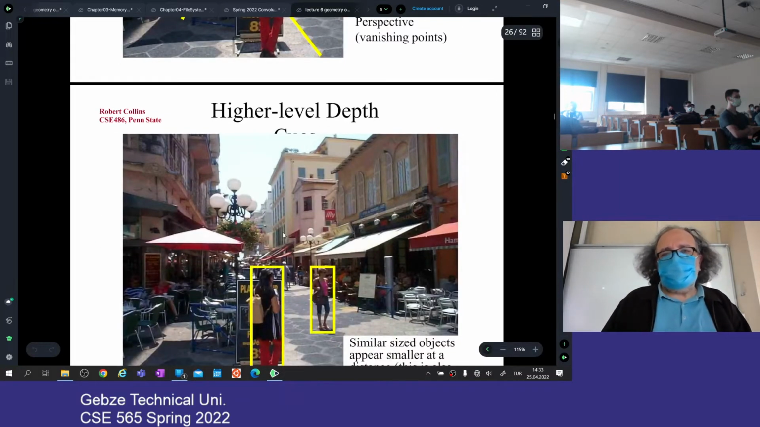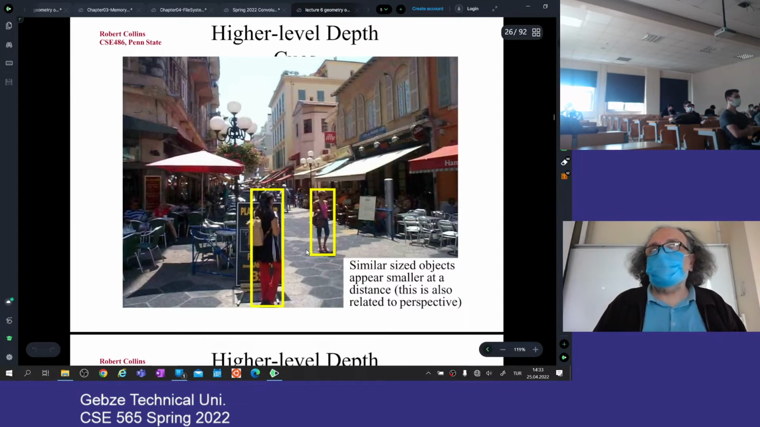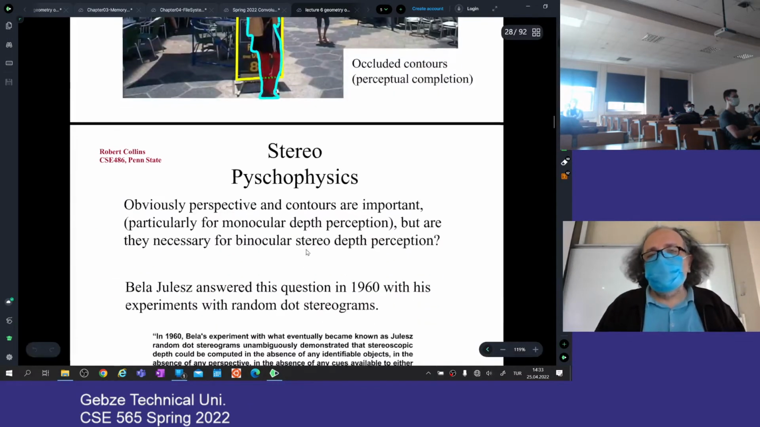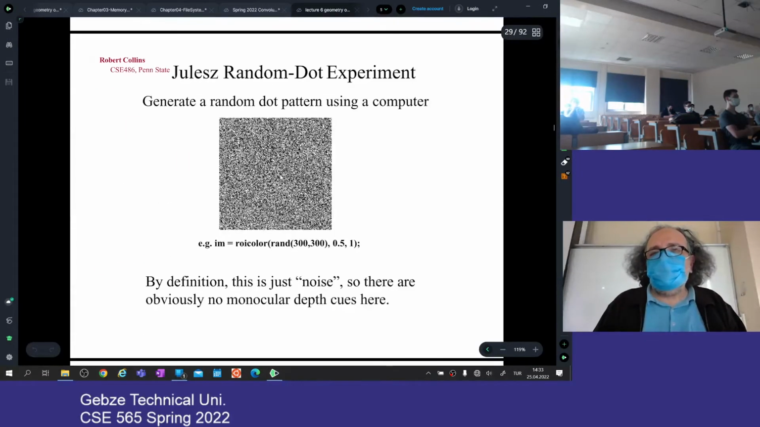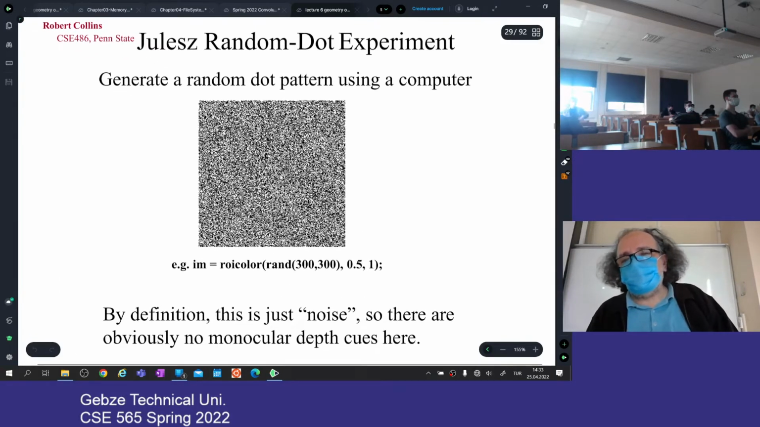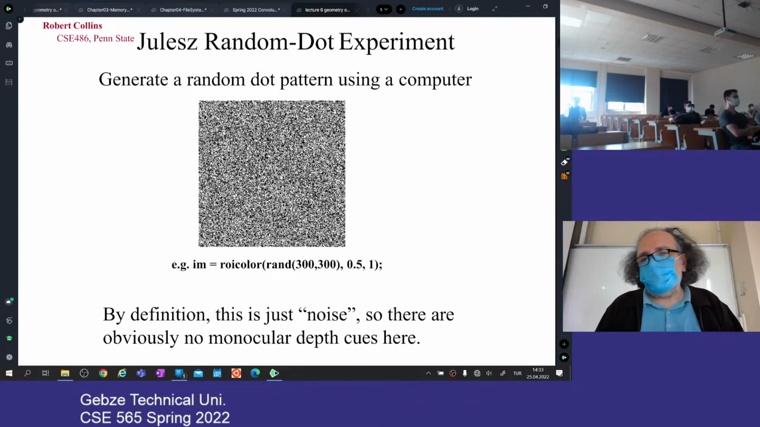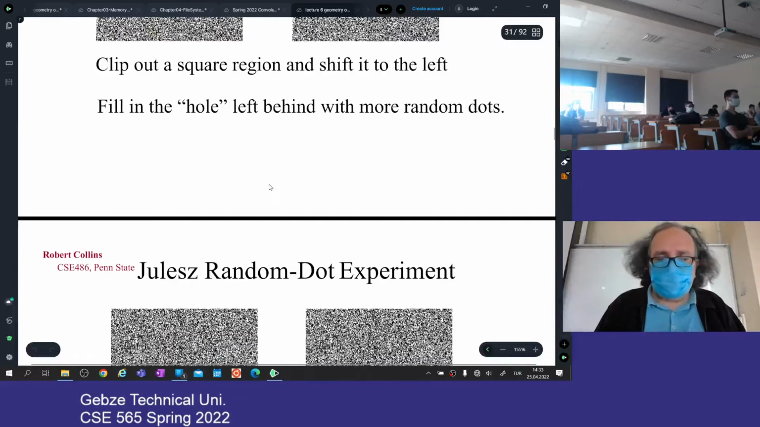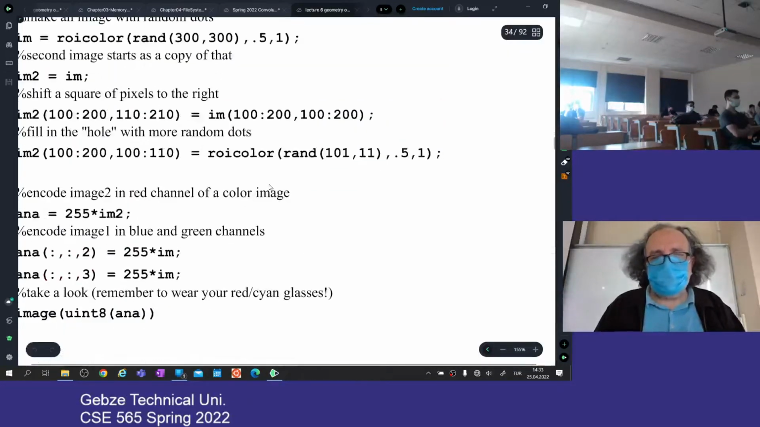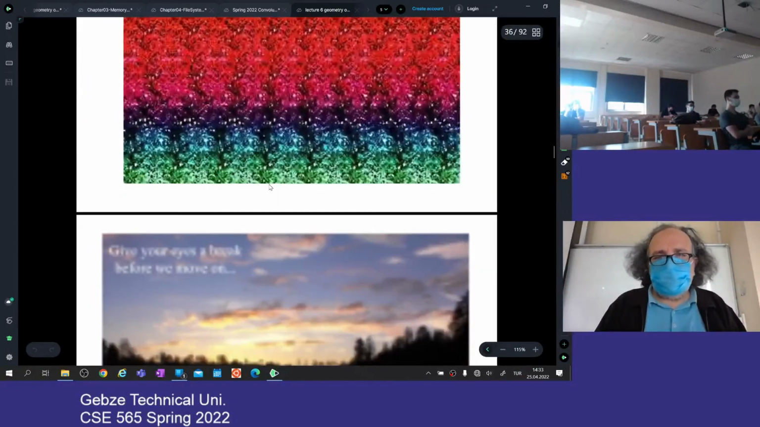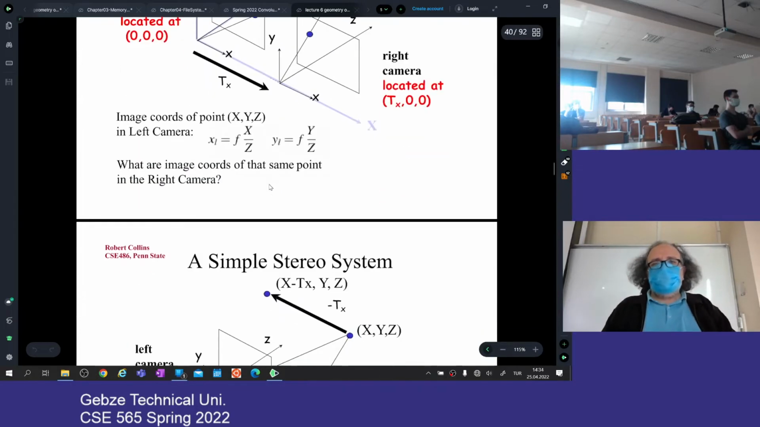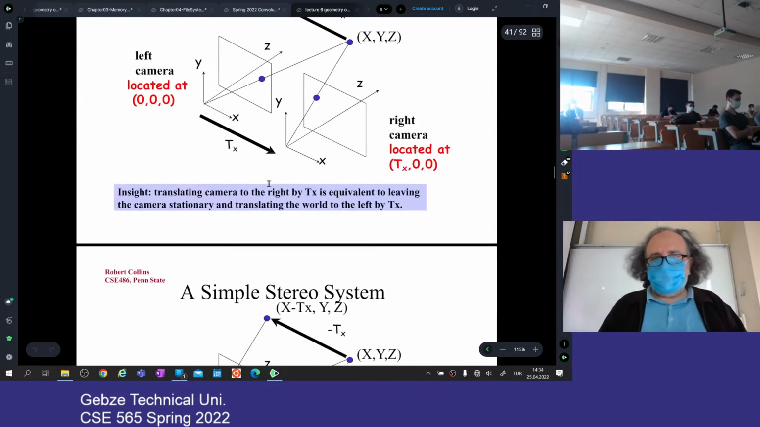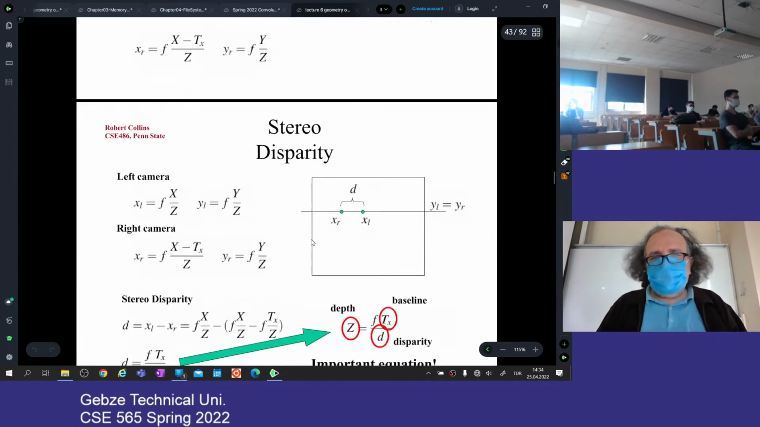depth cues such as the sizes of the objects and the vanishing points and the occlusion, etc. Also, we said that our left and right eyes are useful for inferring depth even from nonsense images like these random dot stereograms. We talked about those, and then we know this formula already. We derived it.